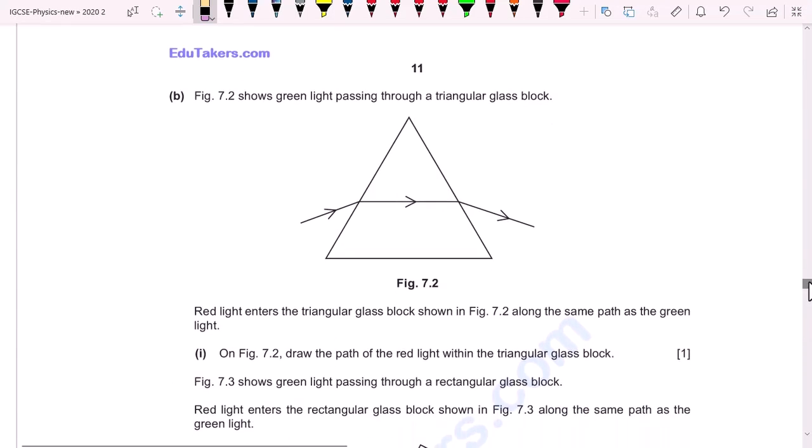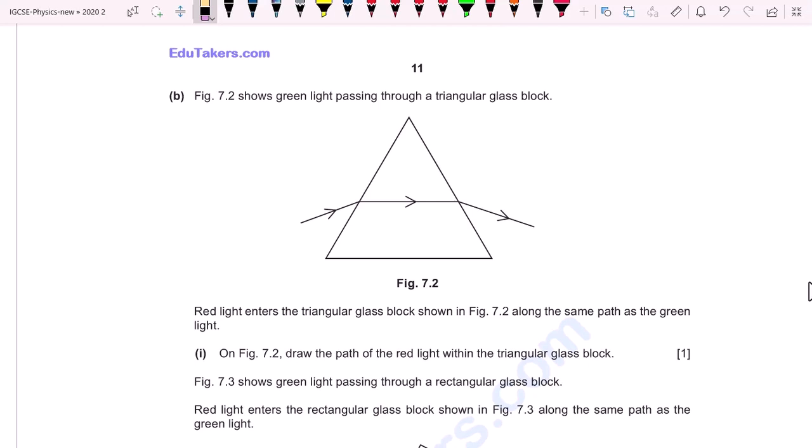Figure 7.2 shows green light passing through the triangular glass block. You can see here that this is the ray of light passing through the prism and then coming out of the prism. Its color is green. Another light, red light, enters the triangular block shown in figure 7.2 along the same path as the green light. Part 1. On figure 7.2, draw the path of the red light within the triangular glass block. In part 1, we are asked to draw the path for the red light.